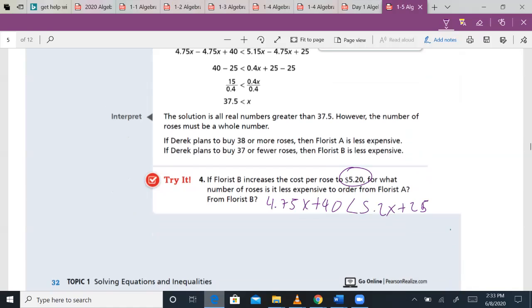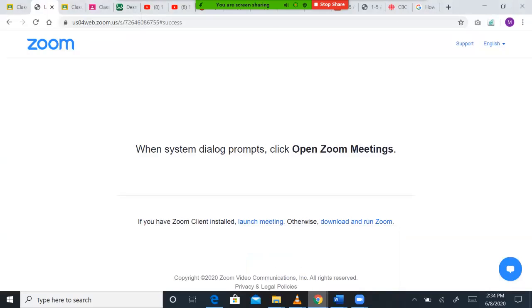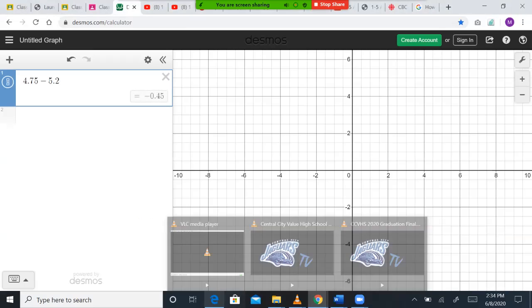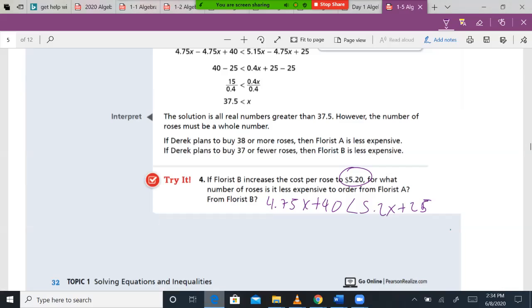And your goal, as I mentioned, is to get x by itself. Let's move 5.2x over to the left side by subtracting it. If you don't know it, use good old Desmos for that ordeal. Let's pull up Desmos. 4.75 minus 5.2, voila, negative 0.45. So it's negative 0.45x plus 40 is less than 25. I'm going to subtract 40 on the right side.